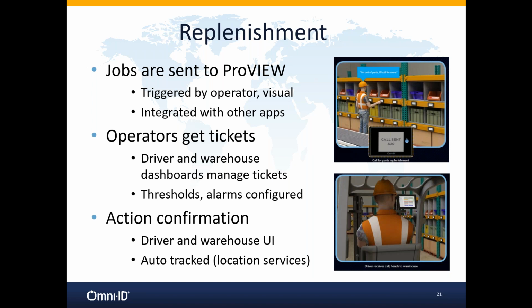The ticket can also be closed automatically if the material is delivered to an intelligent line where there might be a sensor there already, or auto-tracked through location services where we can locate and see the material moving from a warehouse to a line side, and we can close the ticket automatically that way too. So Replenishment is a very handy app, saves a lot of time and a lot of labor.